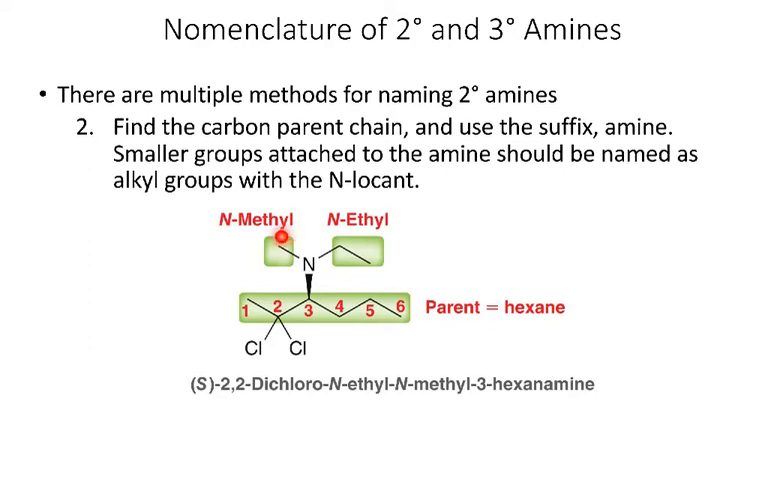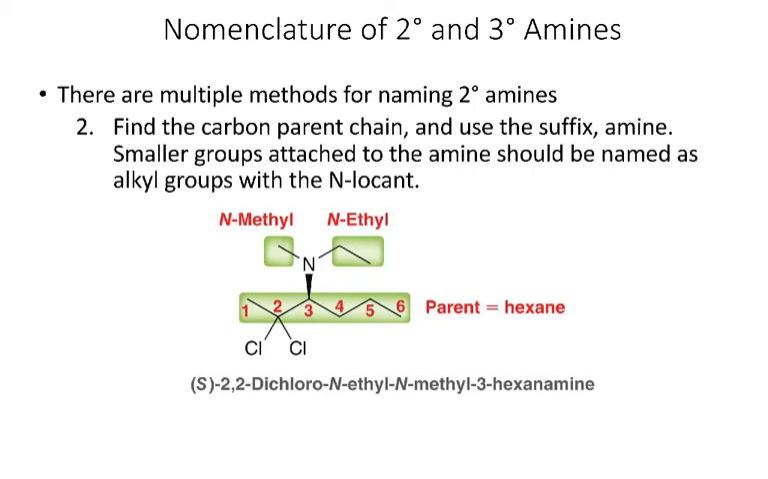What we do with the groups coming off the nitrogen is we treat them just like they were substituents coming off the main carbon chain, except in this case, for the locant, we give them N, right? So they're not on one of the numbered carbons on the carbon chain, they're coming off the nitrogen, so the position is going to be N. So these chlorines would be 2-chloro, this methyl is N-methyl, and this is N-ethyl. We put them in alphabetical order, just like we would anything else.